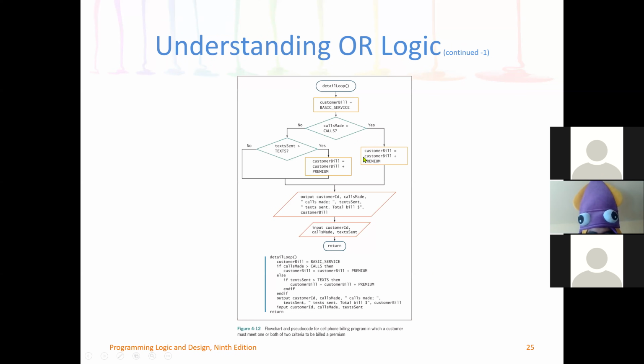So we have the flowchart diagram here. Our condition here says calls made is greater than calls. If it's yes, we do something. If it's no, then we check a second condition. If it's no, we go out. If it's yes, we do something. This is correct because we have both here. The condition is no, but here we still have a condition, if it's no or yes.